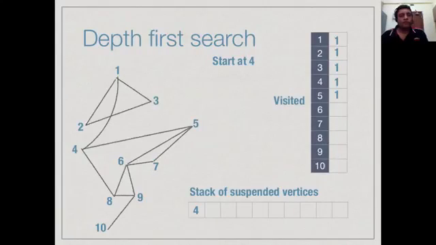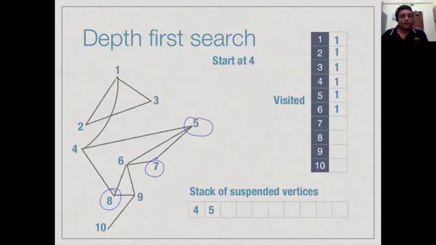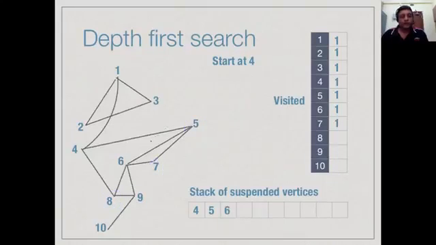So from 5 now we have 4, 6 and 7. So we will now pick up 6 and suspend 5. From 6 we have 7, 5, 7 and 8. So 5 is already done but 7 is not done. So we'll pick up 7 and suspend 6. Now from 7 we find that it has neighbors 5 and 6, both of which are already marked. So 7 is a dead end.